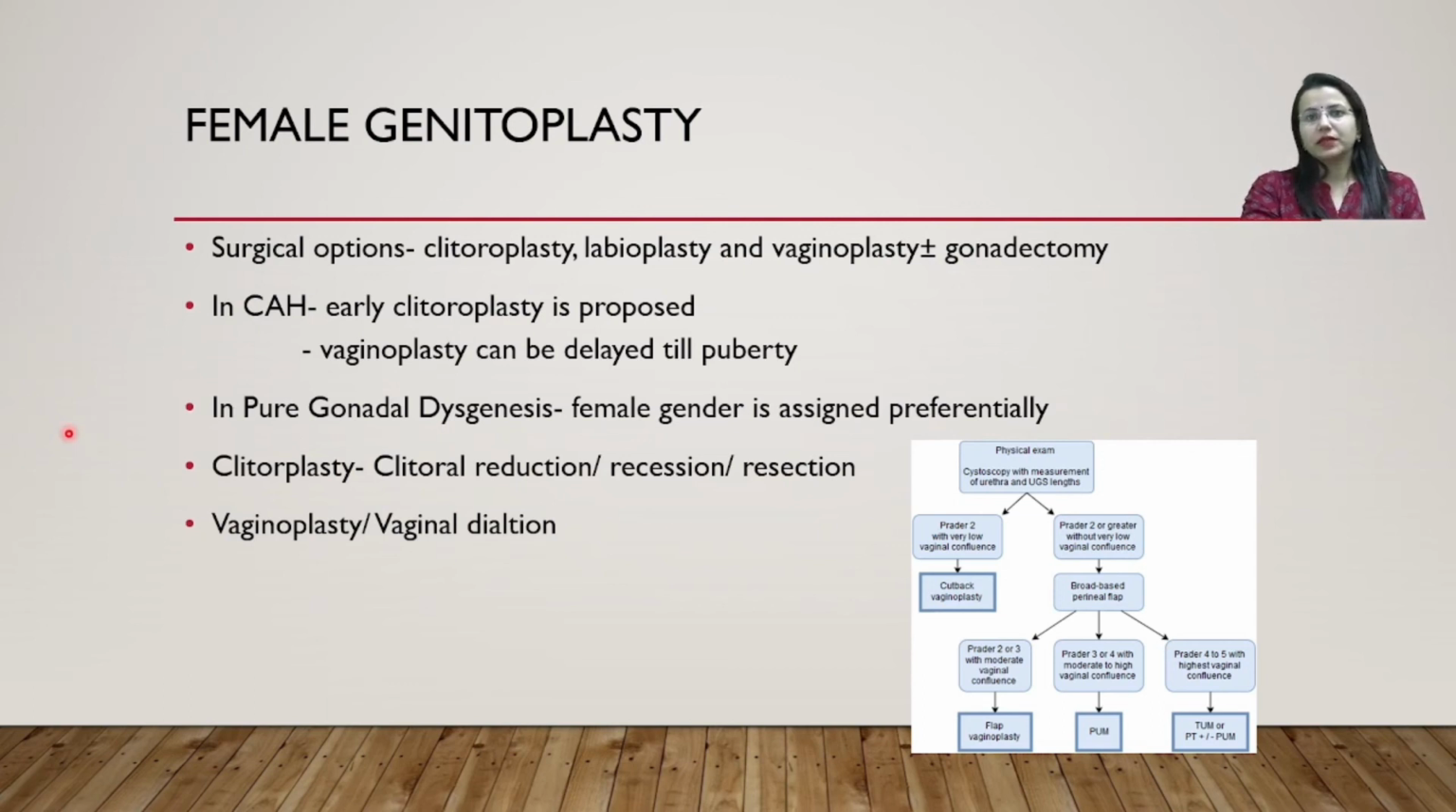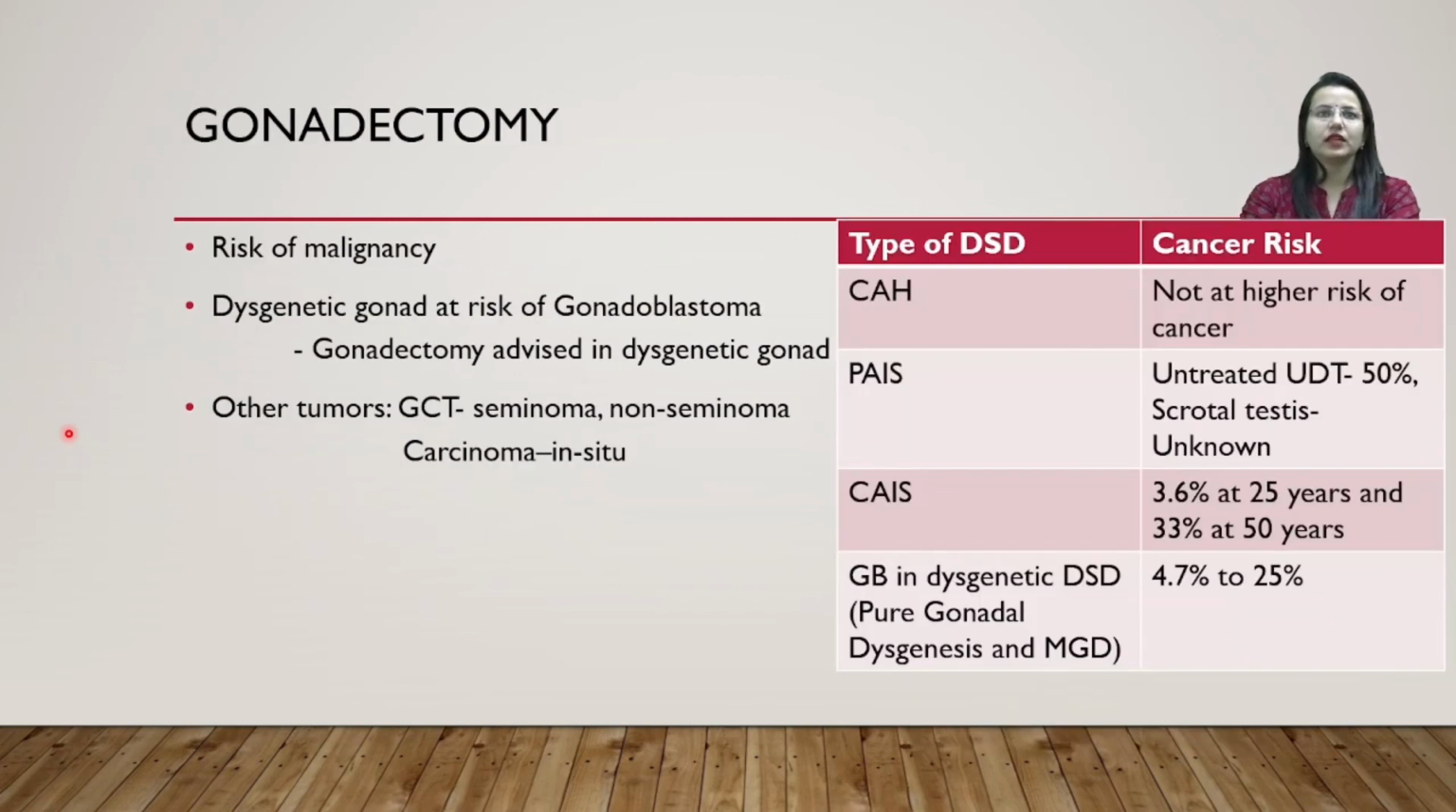In pure gonadal dysgenesis, female gender is assigned preferentially as they are phenotypically female, and not much reconstruction is needed. However, they are counseled that there is gonadal dysgenesis in them and they will require lifelong estrogen supplementation. Now, gonadectomy is usually suggested in controversial gonads because there is an associated risk of malignancies. Dysgenetic gonads are at risk of gonadoblastoma. CAH usually doesn't carry any risk of cancer. However, partial androgen insensitivity and complete androgen insensitivity have been noted to have cancer risk.